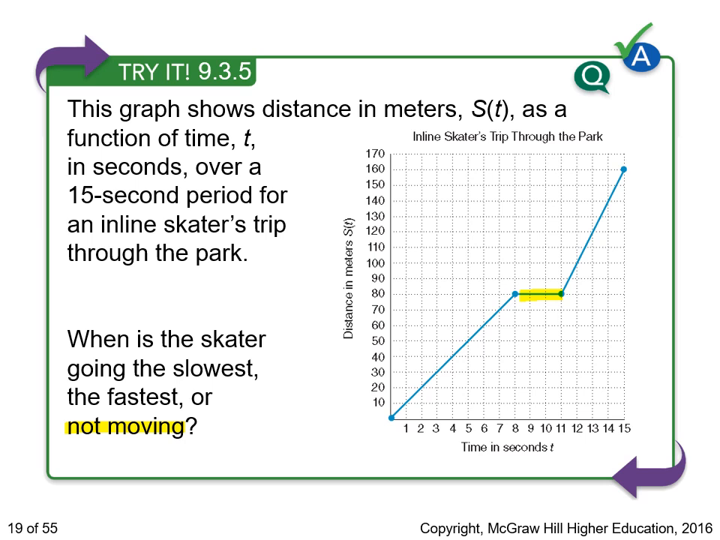When the person is going the fastest, the line will be the steepest. So that's the green part. And when the skater is going the slowest, that will be the more shallow line, or the purple line.